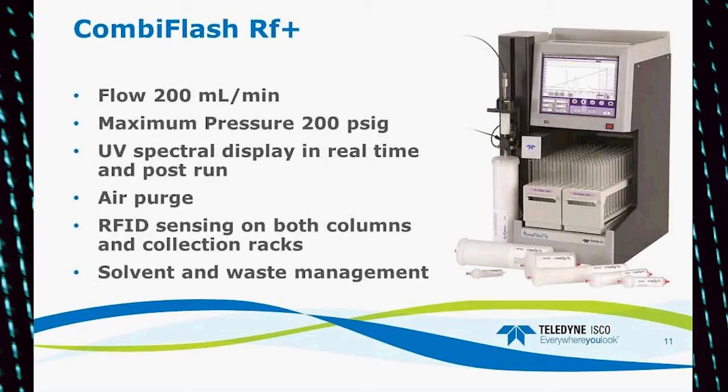It also has the ability to do UV spectral displays in real time and post-run. So when operating as a standalone Rf+, you can view the UV spectra while the peak's eluting. In the PurIon mode, where it's combined with the mass spec, you can switch back and forth between monitoring the mass spectra in real time below the chromatogram that's being generated, or you can switch over and look at the UV spectra. And so you can oscillate back and forth between those two if desired.